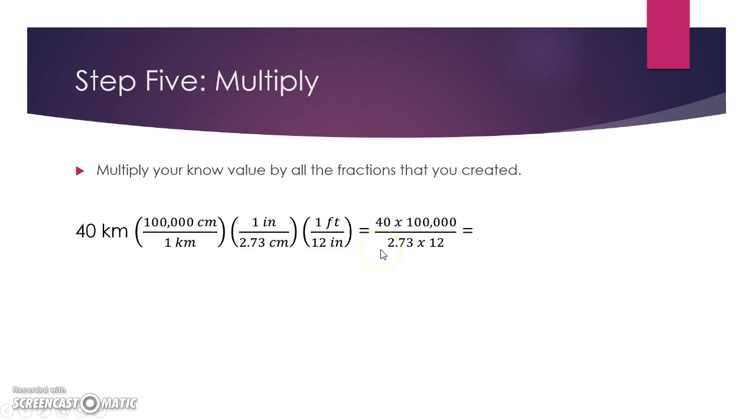So once you're done with the equation, you just multiply them together. And in this case, it's 40 times 100,000 divided by 2.73 times 12. And that's equal to 122,100 feet. And that's your final answer. That's how many feet are in 40 kilometers.